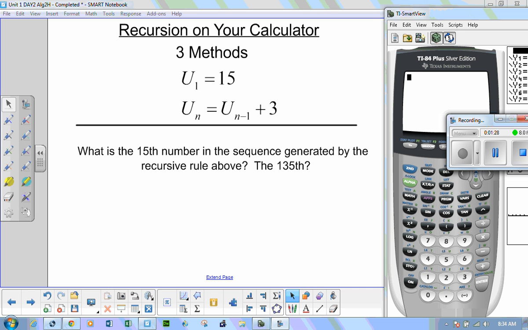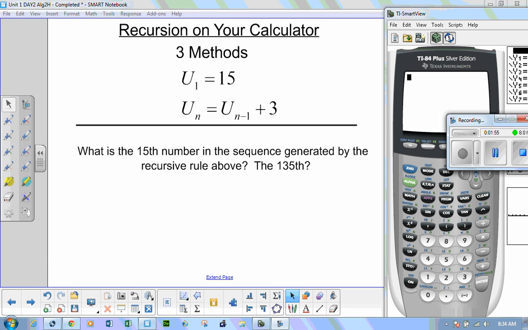Okay, so there are 2 questions here. It says, what is the 15th number in the sequence generated by the recursive rule above? And then it follows up and asks for the 135th. If you notice in these 2 questions, the 15th is not very far into the sequence, but the 135th is. So maybe that's going to dictate which calculator method you use.